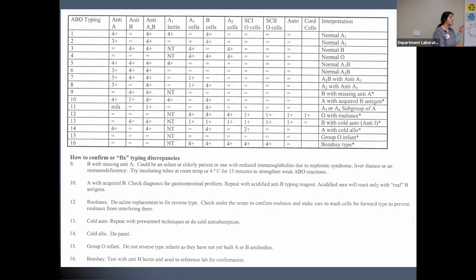But I do encourage you to spend some time with the expected reactions, identifying each type, and then on the discrepancies, especially the subgroups of A. Okay, whether it be an A2B patient with anti-A1 or an A2 patient with anti-A1. Please be able to recognize that, okay?